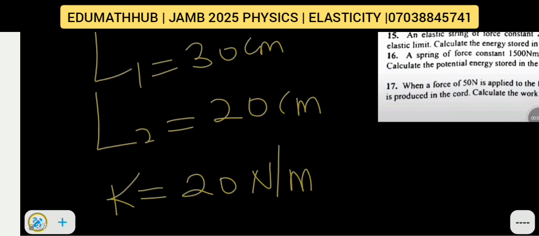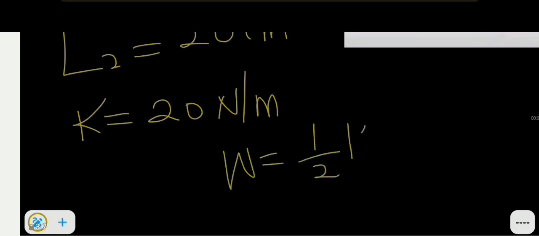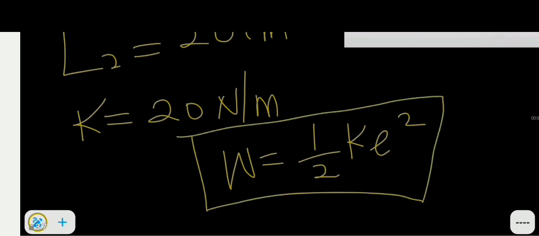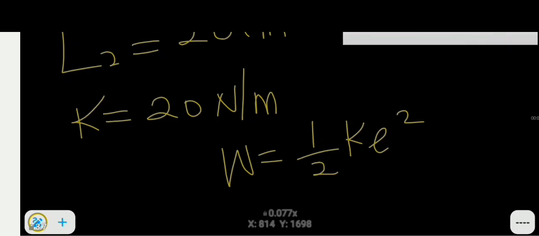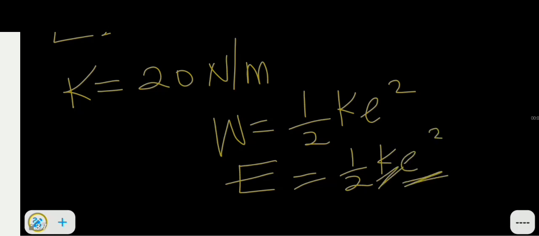So you need to know that the energy stored in a spring can be obtained from this formula. W is equal to half K E squared. This formula is very important. This is the formula for the energy stored in a spring. You can also replace this W by capital E. So that's half K E squared. So this E is the extension, K is the force constant.